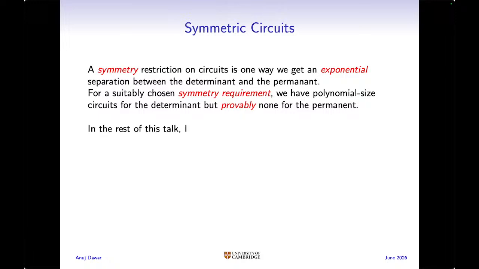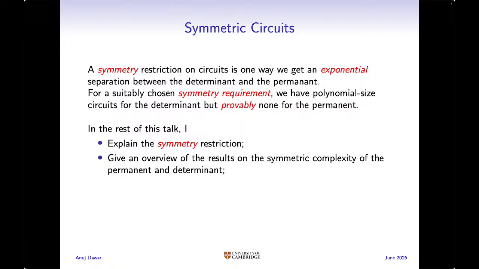So what I'm going to do in this talk, first of all, I will tell you what this symmetry restriction is. Again, Avi said that the permanent and the determinant are characterized by their symmetries, right, as polynomials. But I'll be looking at very particular kinds of permutation symmetries, which I will explain on the next slide. I'll give you an overview of the results we have on the complexity of the determinant and the permanent with respect to these permutation symmetries.